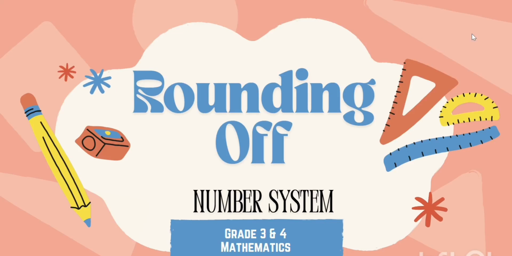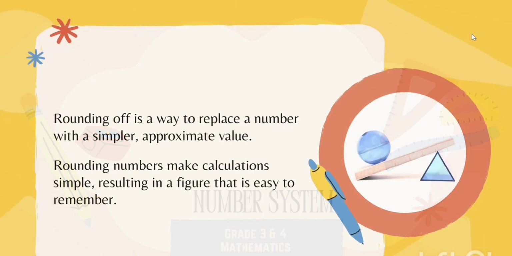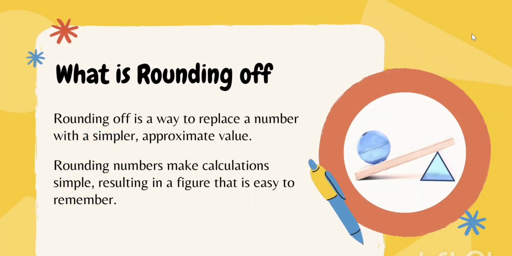Today we will learn about rounding off. So let's start. What is rounding off? Rounding off is a way to replace a number with a simpler approximate value. Rounding numbers makes calculations simple, resulting in a figure that is easy to remember.